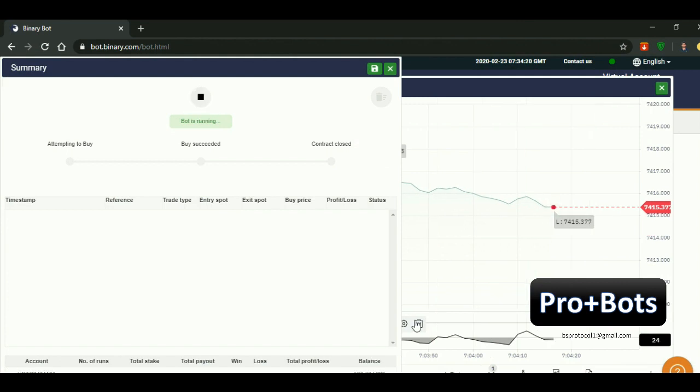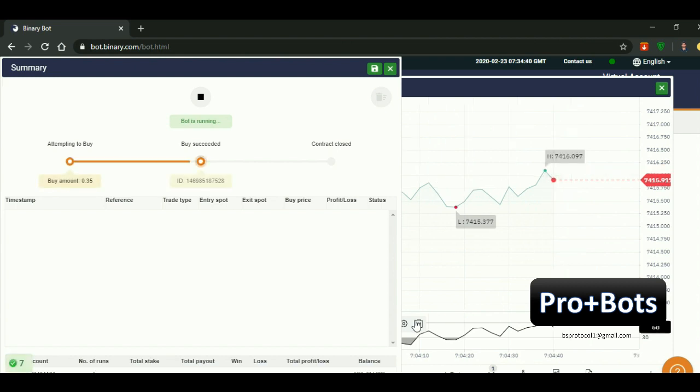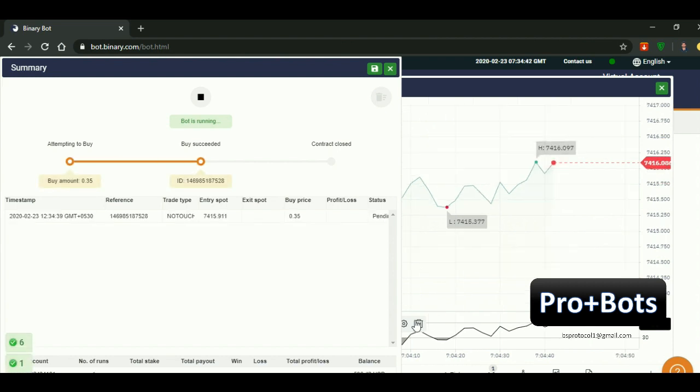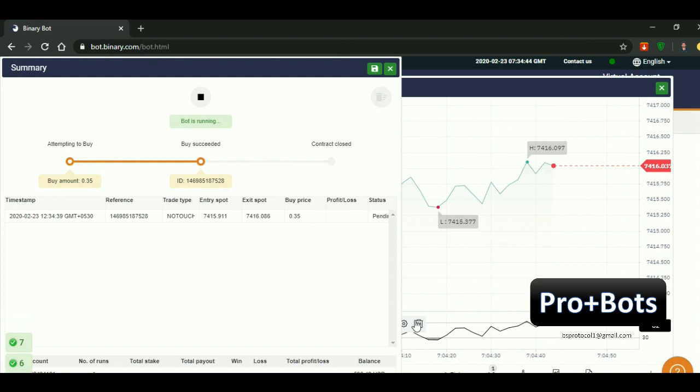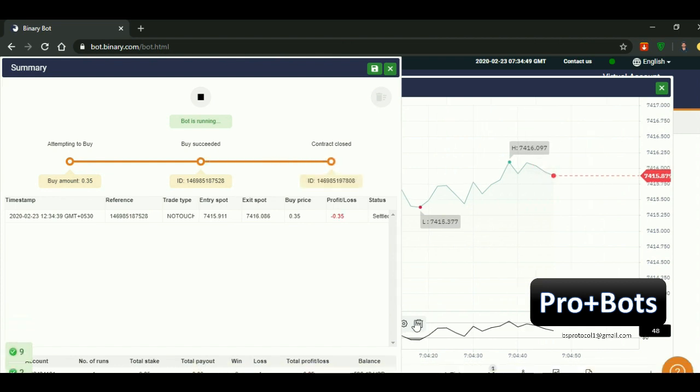This bot is trading on Volatility Index 100 market in binary.com. Bot is trading with the signals from RSI indicator and moving average. Bot takes no-touch trades with a high-level barrier. I will fast forward the video from now.